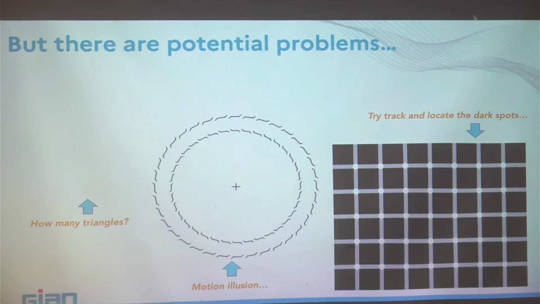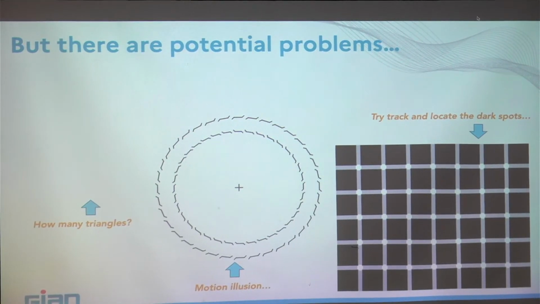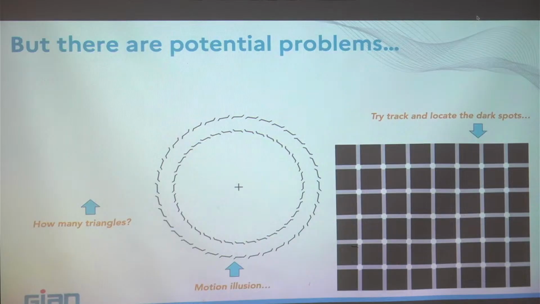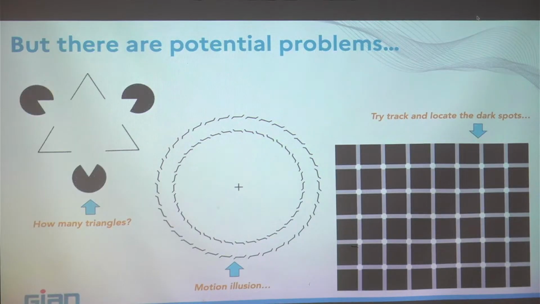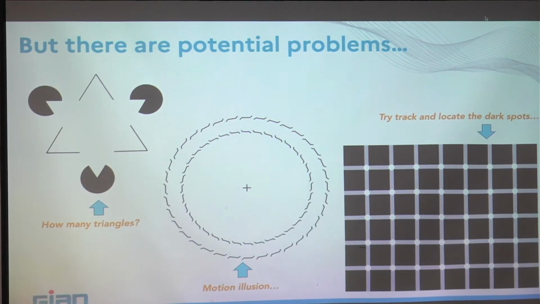Look at that one, move a little. It's not a moving GIF. It's a fixed image. But if you move your head, you have the impression that the system is turning. There is no motion here in the image. And I will ask you a question here. How many triangles do you see there? Let's go. How many? How many triangles?